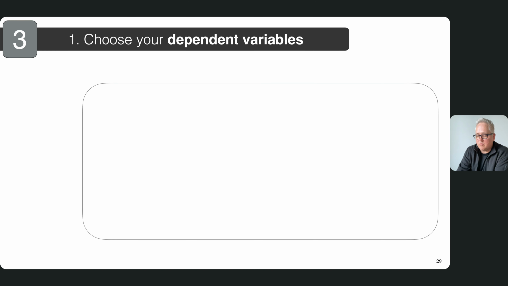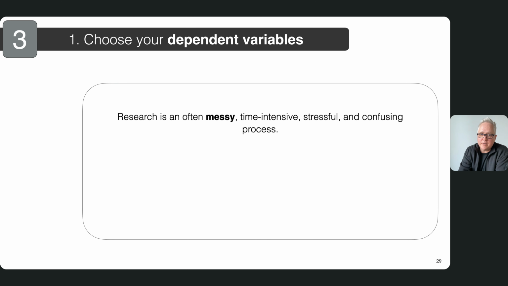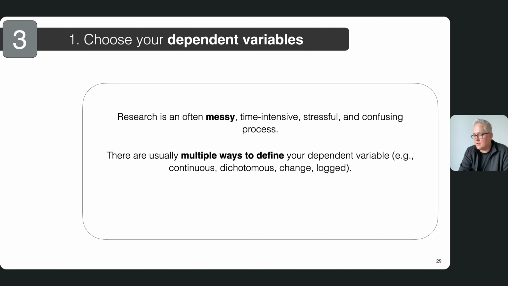So, creating a research table is basically a summary of the entire research process in the empirical design section. You have to choose your dependent variable, which is often messy and time intensive. You might start with one variable, but then realize upon analysis that it's not really the one that you want to capture. There are multiple ways of defining a variable, even for one factor like democracy that I mentioned earlier.